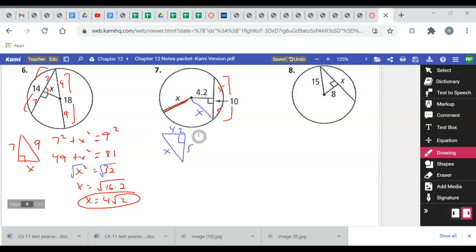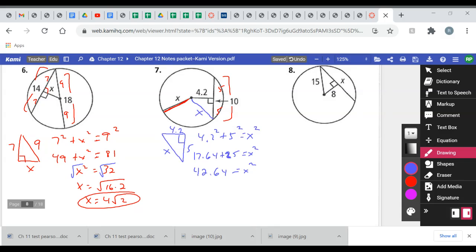So if I plug that into the Pythagorean theorem, I've got 4.2 squared plus 5 squared is equal to X squared. So I get 17.64 plus 25 is equal to X squared. And then I've got 42.64. And if I take the square root of both sides, I end up with X equals 6.5.